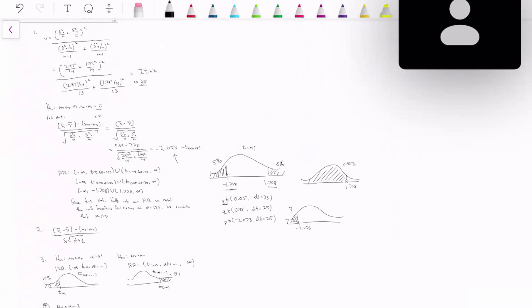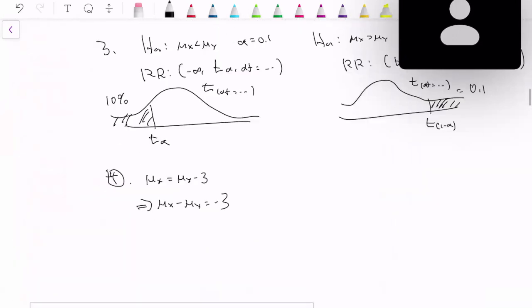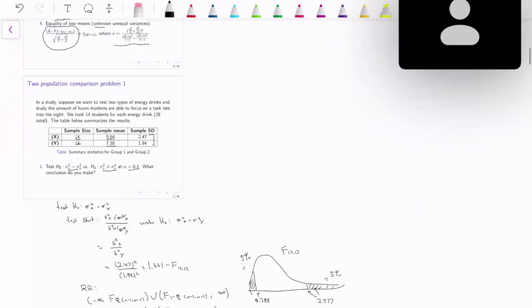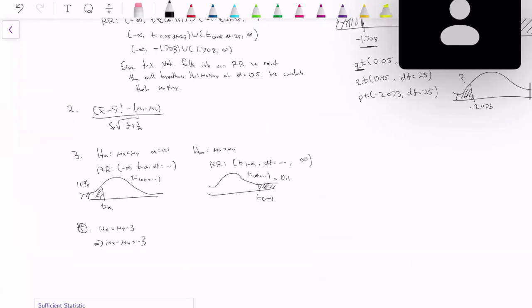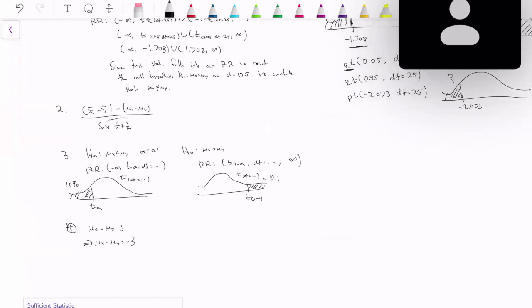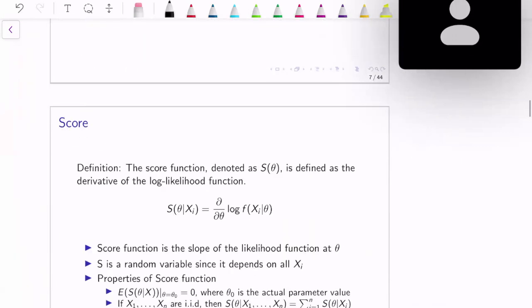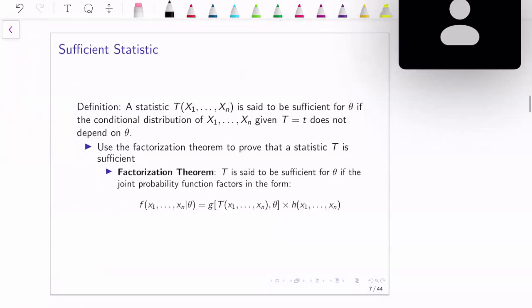If not, moving on. Those were the two population practice problems I had prepared. Now is going to be on sufficient statistic and large sample material. I'll just quickly go over some background for this. These were prepared by a previous person who also ran the review seminar.